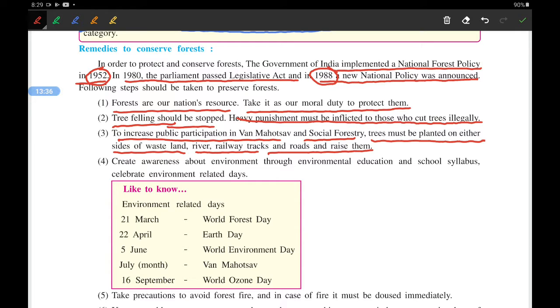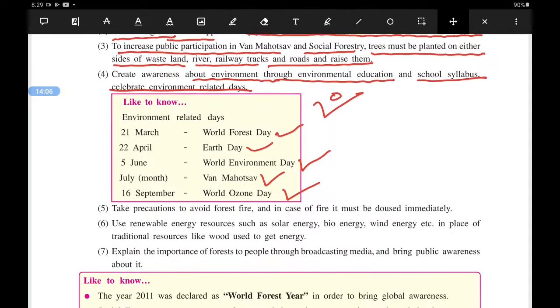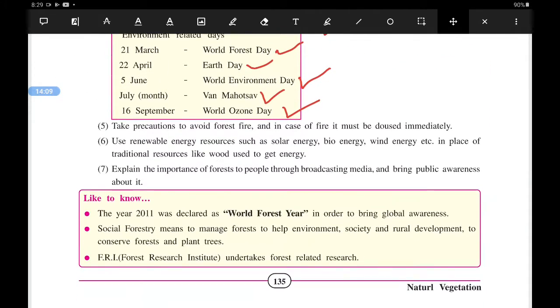Next, create awareness about national environmental issues through environmental education and the school syllabus. Celebrate days related to it. 21st March is celebrated as World Forest Day. Remember this table. 22nd April is celebrated as Earth Day. 5th June is celebrated as World Environment Day. In July there is Van Mahotsav, and on 16th September World Ozone Day. So such days should be celebrated in schools to create awareness among the children.